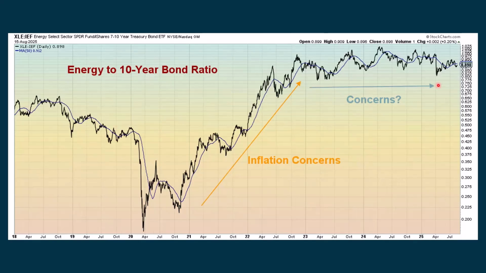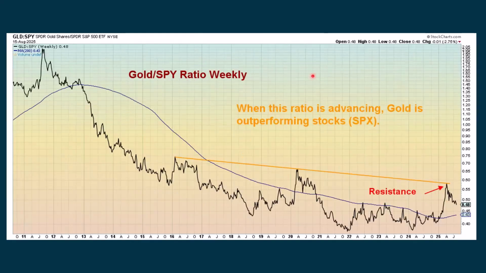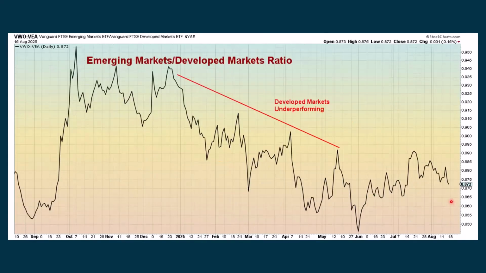And we look at another ratio between energy and the 10-year bond yield, not really showing us anything. Been going sideways going back to the beginning of 2023. We look at another ratio between gold and the S&P, and this is going down. Gold's been going sideways, the S&P's been going up. When that happens, this ratio goes down. That means gold is underperforming. And we look at an emerging markets versus developed markets like the US and the EU.